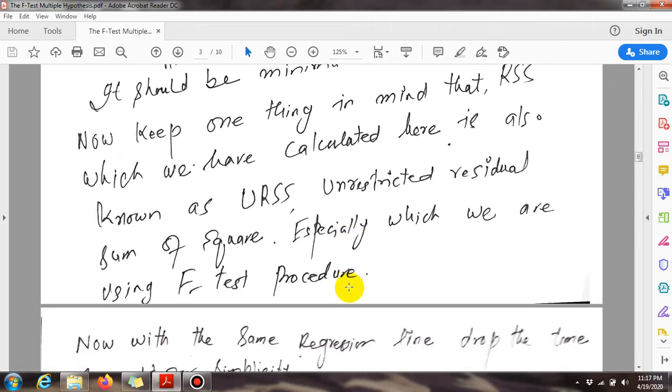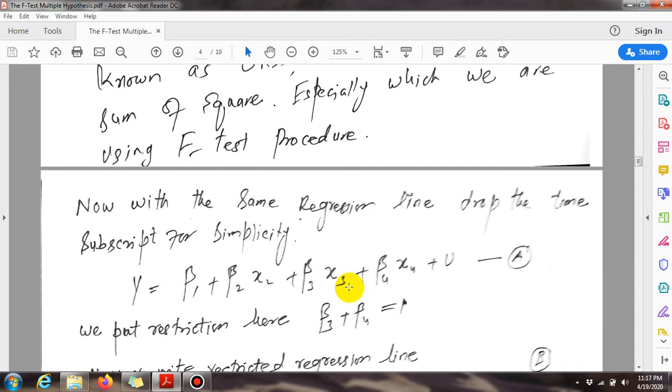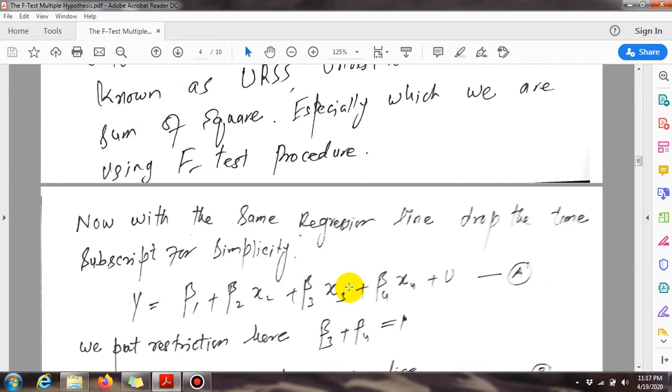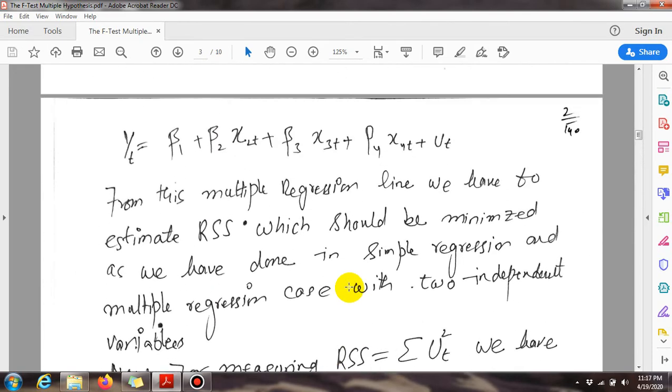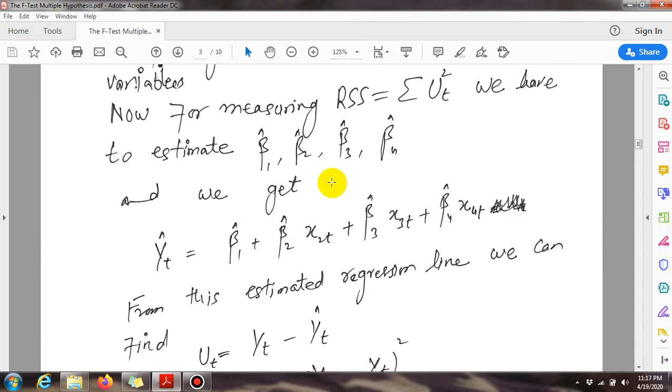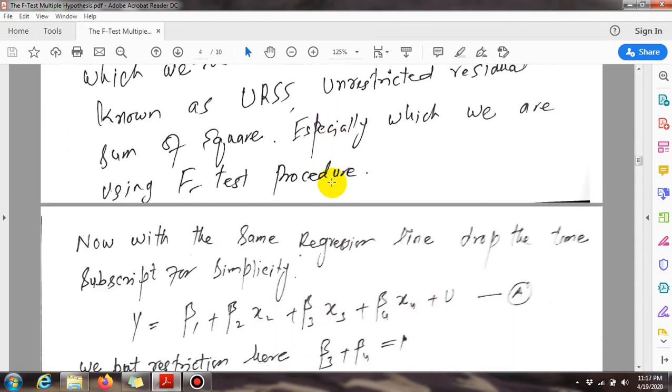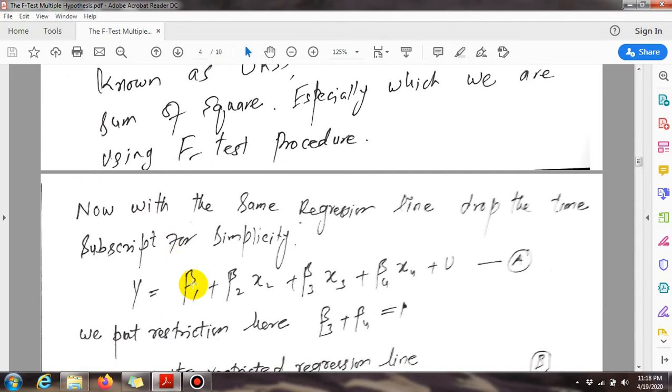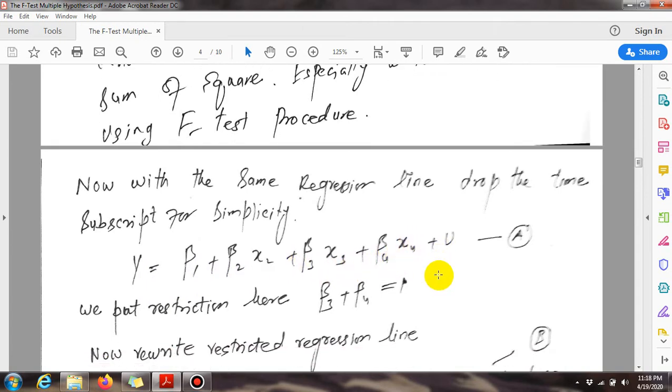Now we put some restriction on the above regression line. We can rewrite this regression line, but here we are dropping the subscript for simplicity. We have y is equal to beta 1 plus beta 2 x2 plus beta 3 x3 plus beta 4 x4 plus u. We have removed the subscript here. We put the restriction here, that beta 3 plus beta 4 is equal to 1.